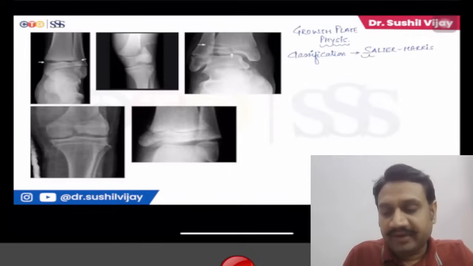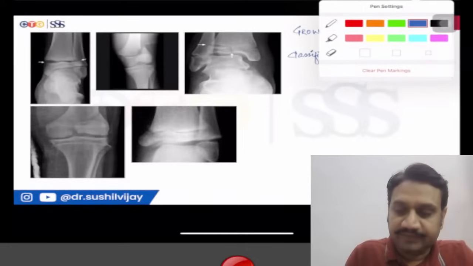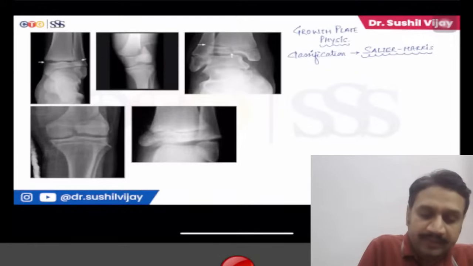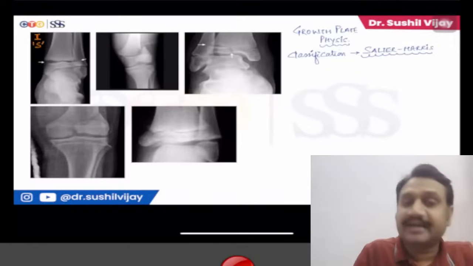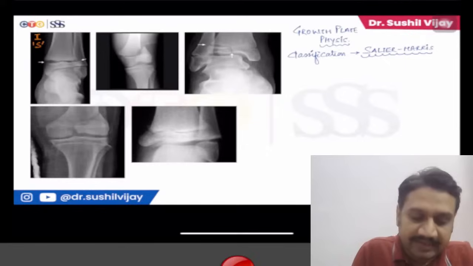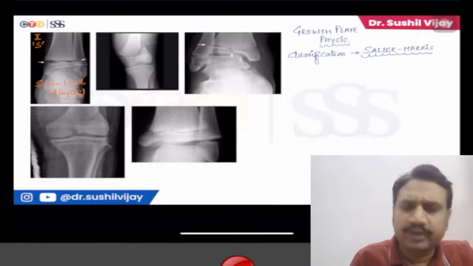How many types of injuries do they have? They have broadly 5 types of injuries. And how do we divide them? See, the type 1 injury is labeled as S, right? S stands for same level. What does that mean, same level? Same level means it involves only the physis. It involves only the growth plate.